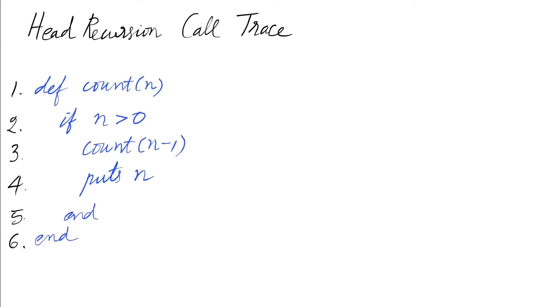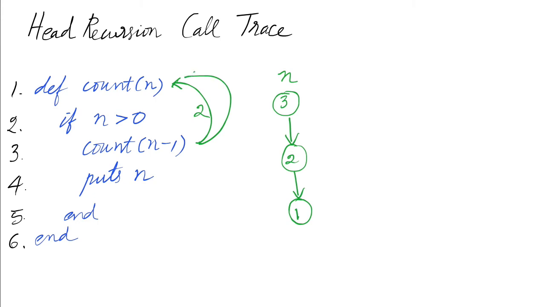Let's now look at the call trace for head recursion. Let n be 3 for the count method. 3 is greater than 0. A recursive call is made with n equals 2. 2 is greater than 0. Another recursive call is made with n equals 1. 1 is greater than 0.